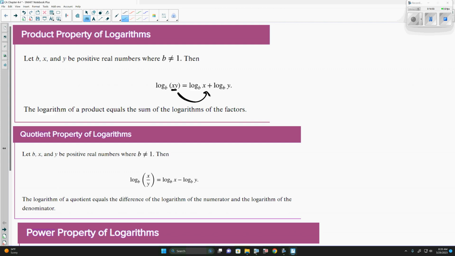Well, there's 4 main properties. We have these 3 and then the change of base. So if we have 2 numbers multiplied together inside the log, we can split them apart. Or, and we'll do this some with solving, if I have 2 logs with the same bases being added together, we can put them back to being multiplied. What's inside is being multiplied.